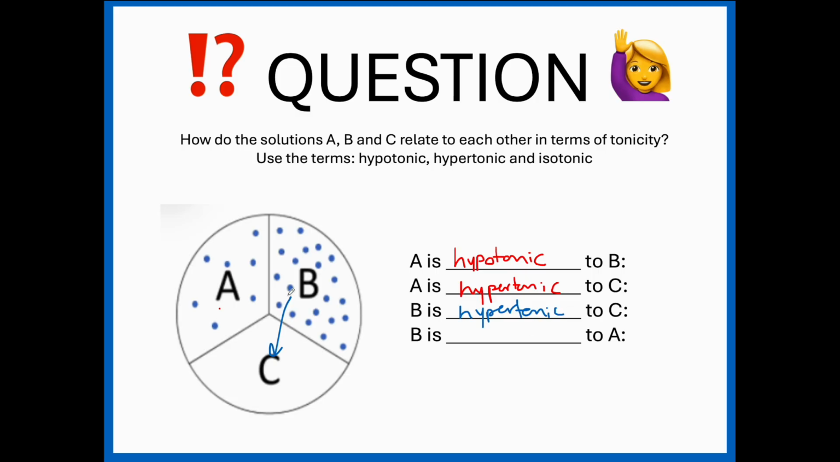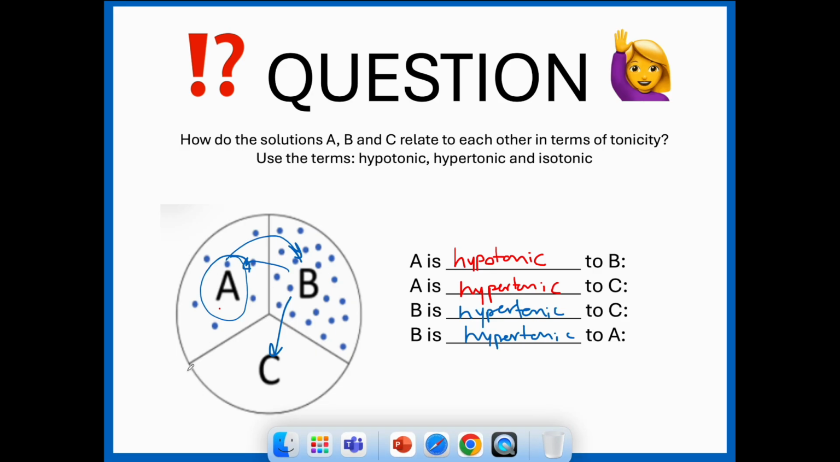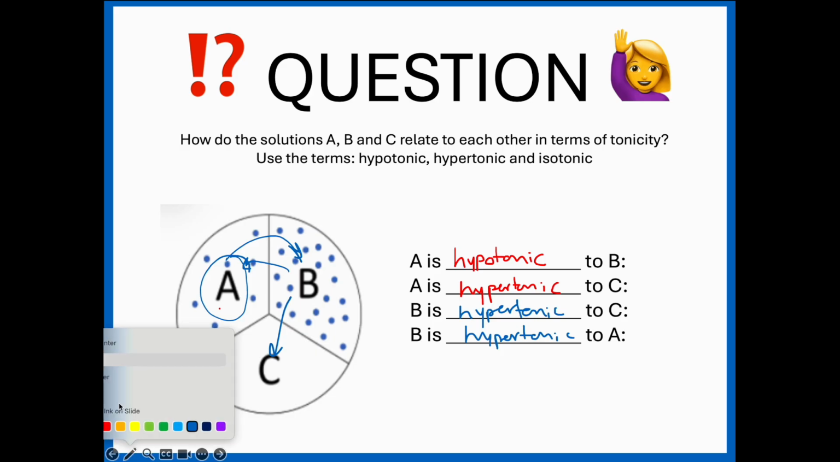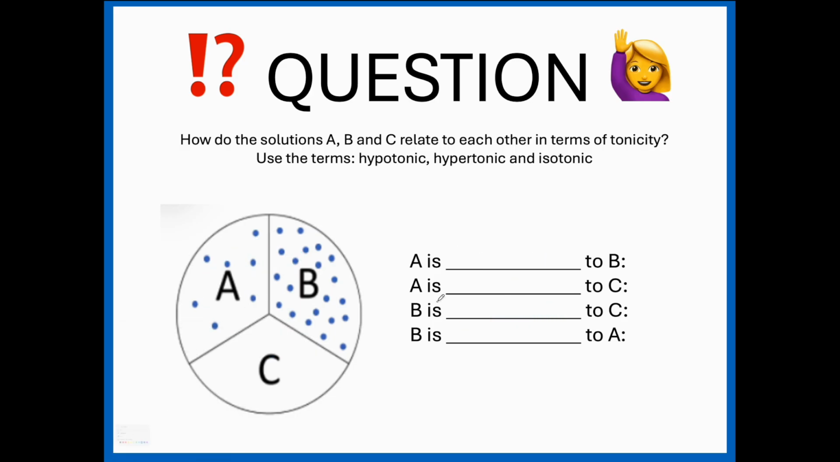And B compared to A, B has a lot more compared to A, right? So B is also hypertonic compared to A. I hope this shows you that it depends what you're comparing. You could say A is hypotonic to B, or you could say B is hypertonic to A, right? So those are the vocabulary words that we'll be using a lot.